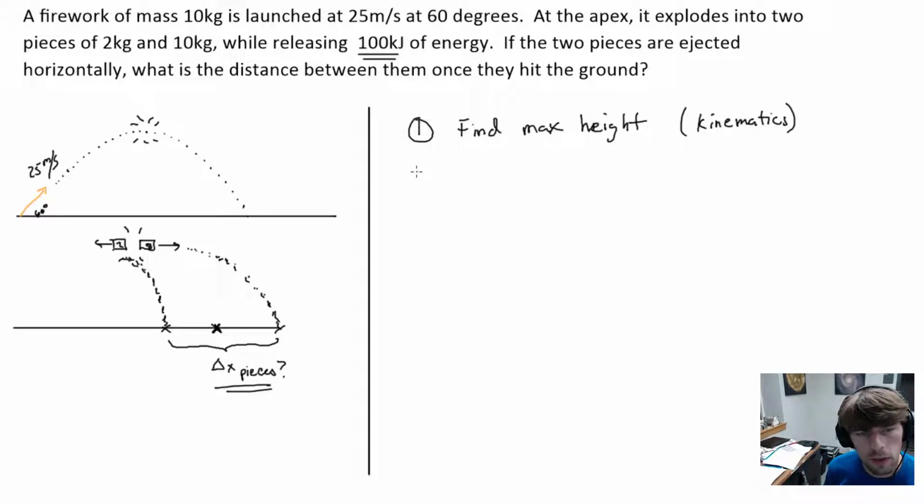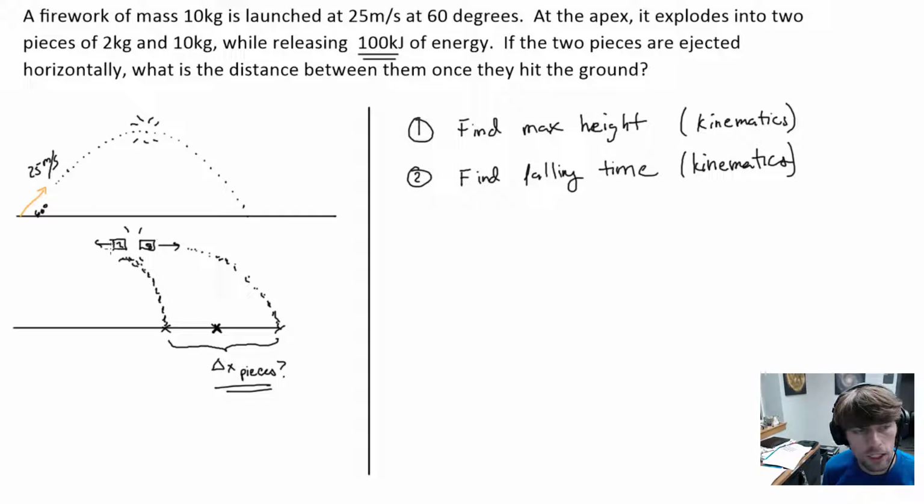You say, why? Why would we do that? This comes into step 2. I'd say find falling time. And again, we're going to need kinematics here. And the idea is how far these pieces travel, this 2 and 8 kilogram piece, how far they travel depends on how long they're in the air for. So we can use the max height to figure out how long it takes. We'll say max height, H max. But we can also use this to find out how long it takes, T flight.